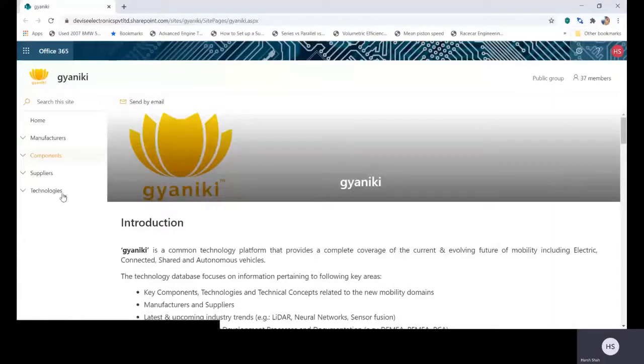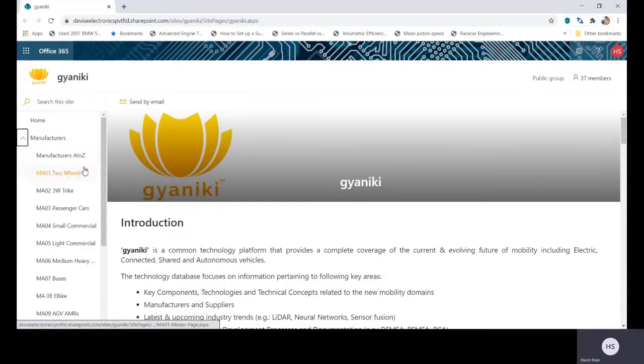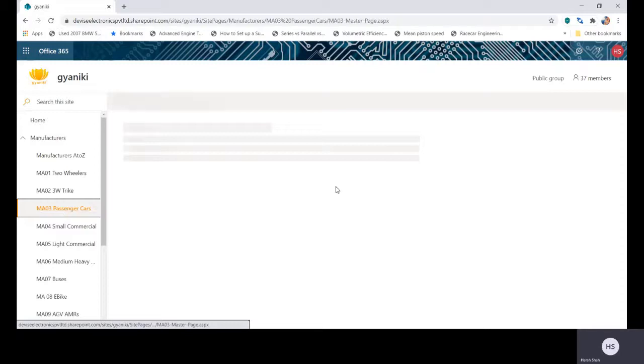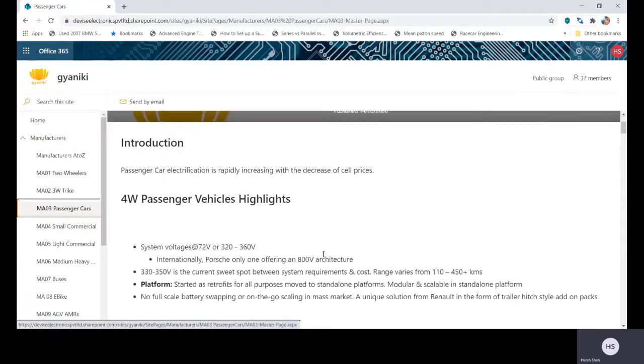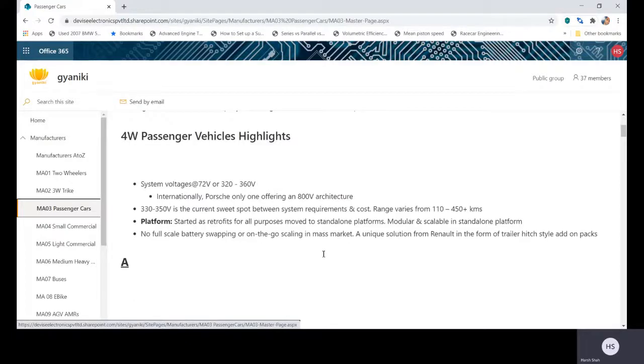So you have logged into the domain with your unique credentials, right? Let's say that I am wanting to research a particular passenger car OEM. I would go into the domain under manufacturers. Let's say that OEM is Audi.